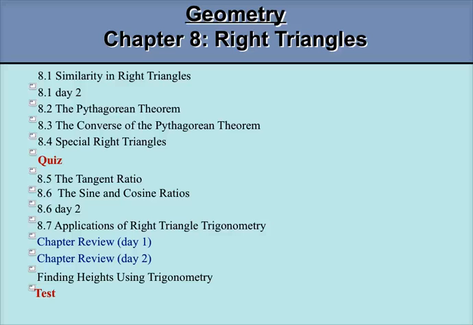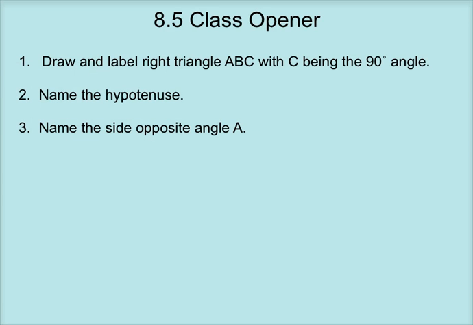Chapter 8, right triangles. Today we're going to cover section 8.5, the tangent ratio. Your class opener. 1. Draw and label right triangle ABC with C being the 90-degree angle. 2. Name the hypotenuse. And 3. Name the side opposite angle A.